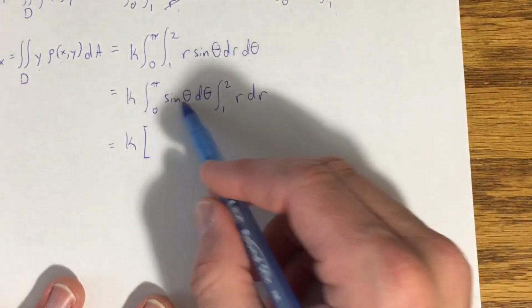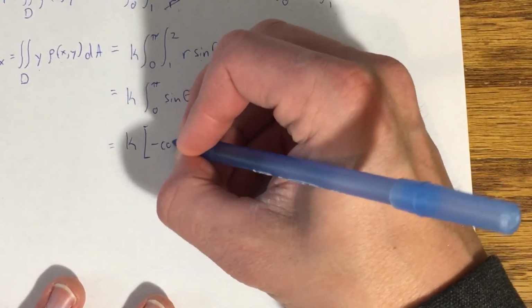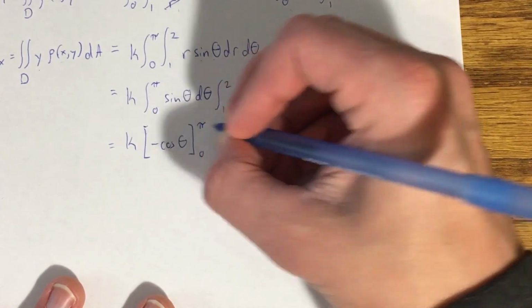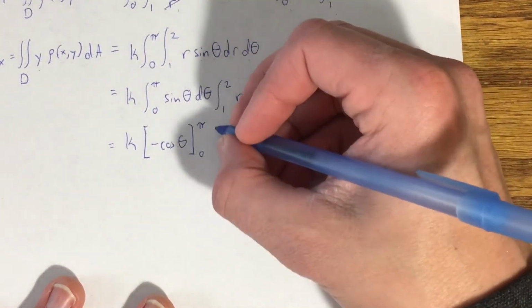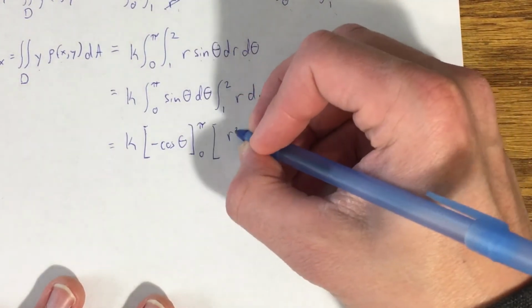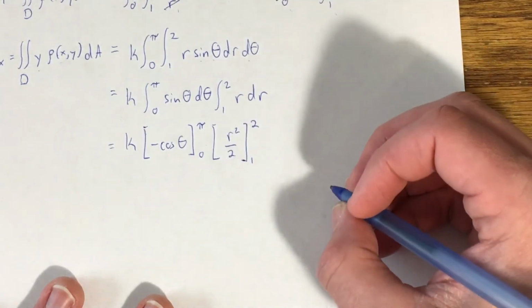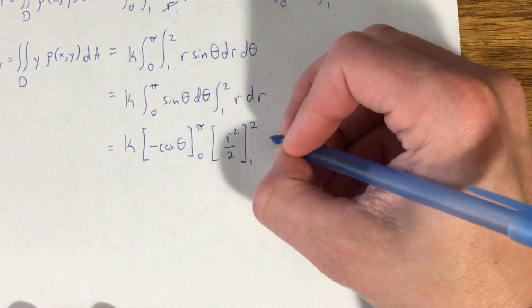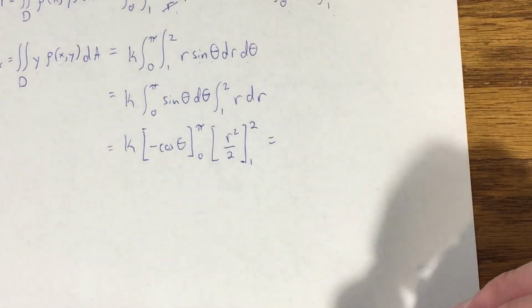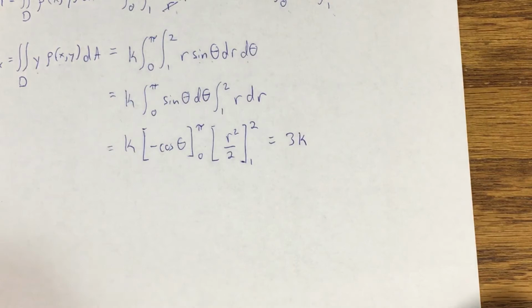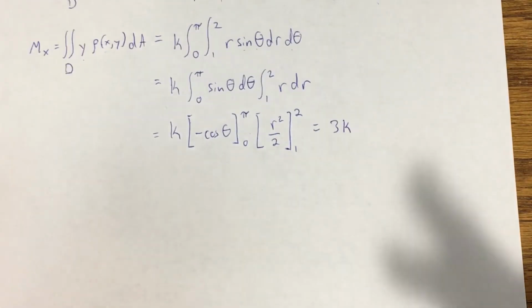times, so if I integrate this, I'm going to get negative cosine of theta from 0 to pi. And then if I integrate this, I'm going to get r squared over 2 from 1 to 2. And this comes out pretty nicely. This comes out to just 3k after everything has been simplified down. All right, so that's fine.